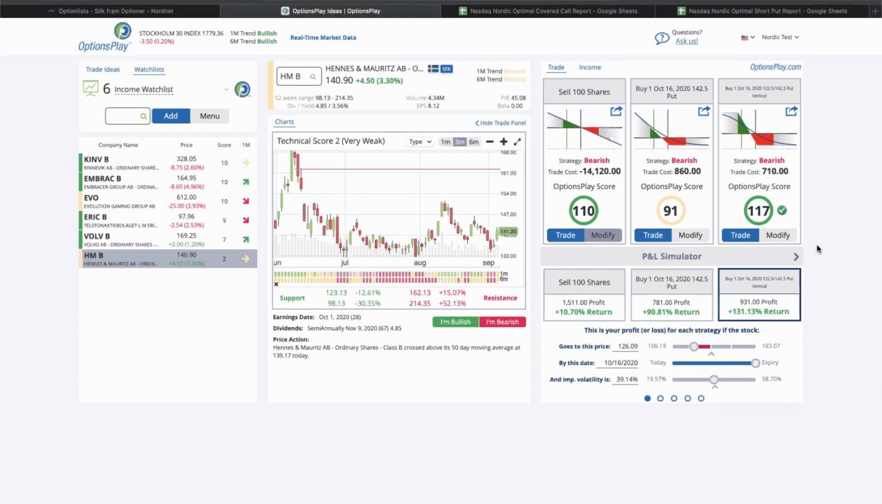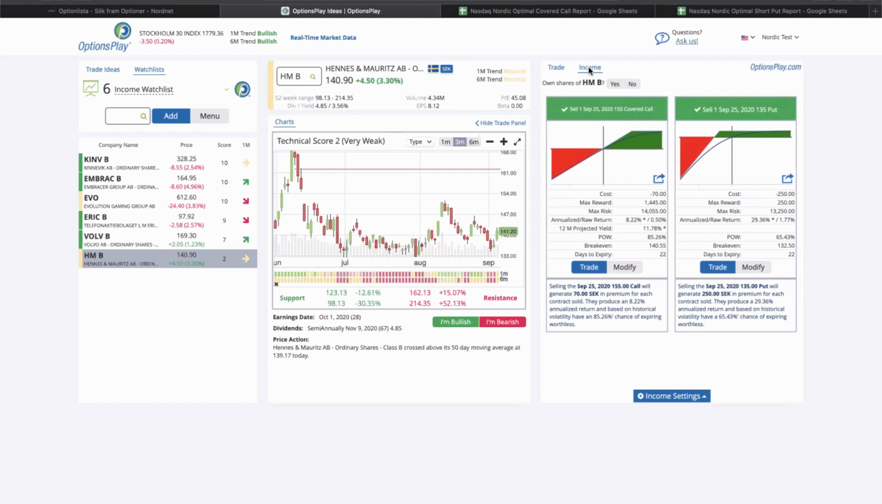Now, what I want to do, and spend a little bit of time on today, is a very popular strategy for beginners for options trading, and that's selling a covered call. For that, I'm going to use the income tab here on the right-hand side. The income tab will do the same thing as the trading tab, but provide you with 2 strategies that are suitable for generating income. That's selling a covered call for stocks that you own, or selling a cash secured put for stocks that you want to own.